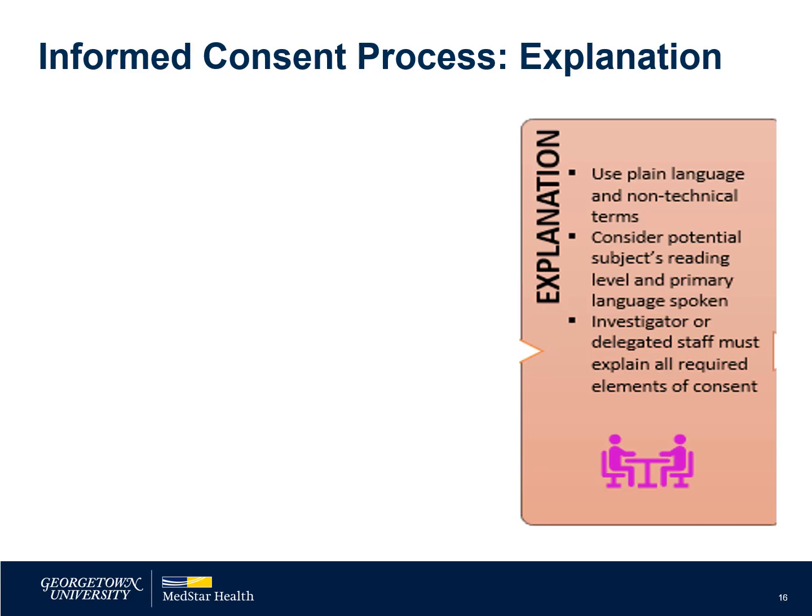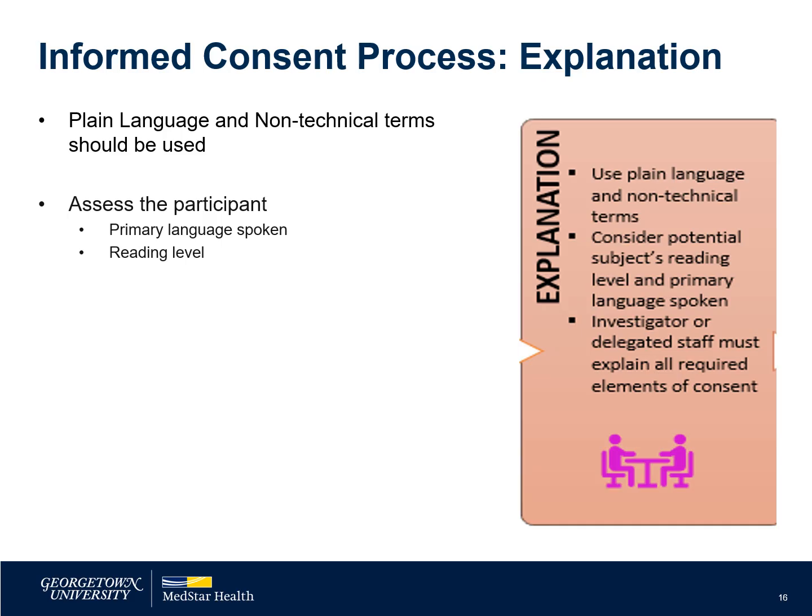The second step of the informed consent process is explanation. When explaining the study to the potential subject, use plain language and non-technical terms. Consider the subject's reading level and primary language spoken. Please note, the Georgetown University IRB recommends that the 8th grade reading level for informed consent documentation be used.